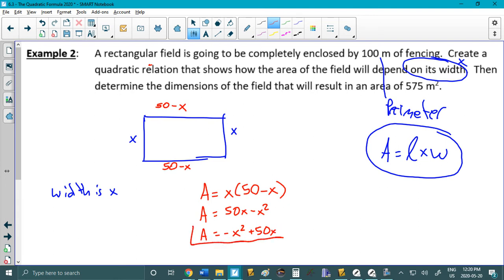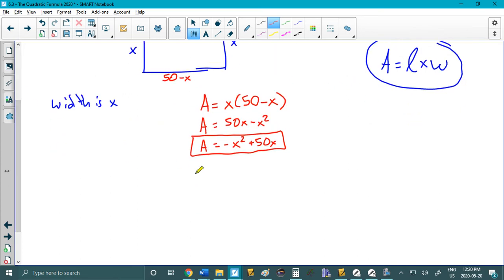Okay. All right. Now, determine the dimensions of the field that will result in an area of 575. So that's going to look like this. Area is 575 is negative x squared plus 50x. And let's bring everything over to one side. So we've got negative x squared plus 50x minus 575 equals 0. Now, if we're going to solve for x, we're going to solve for the width, we need to find the solutions, which in quadratics means factor, or, as of today, use the quadratic formula.